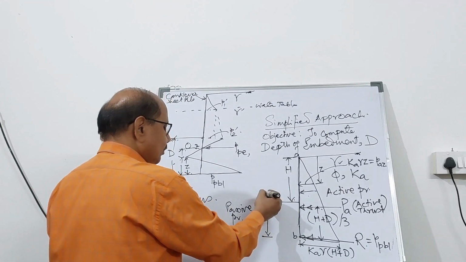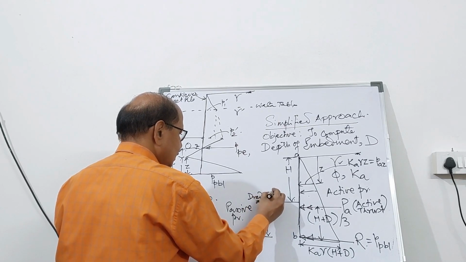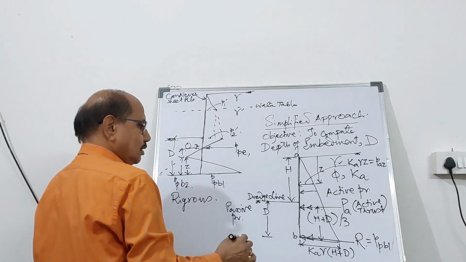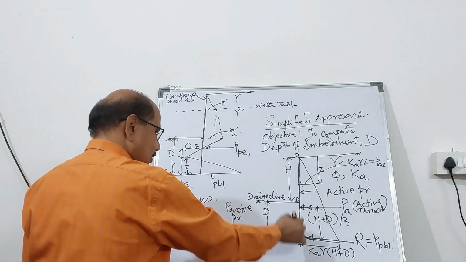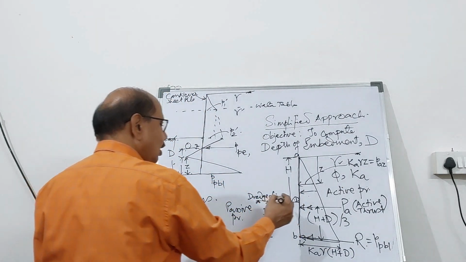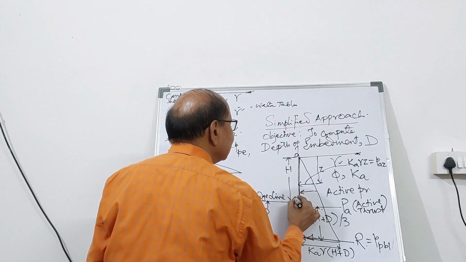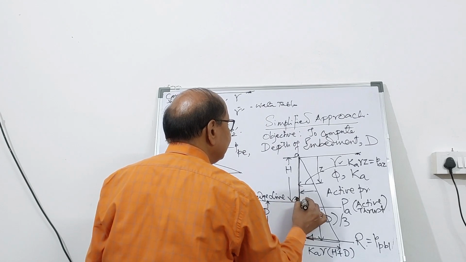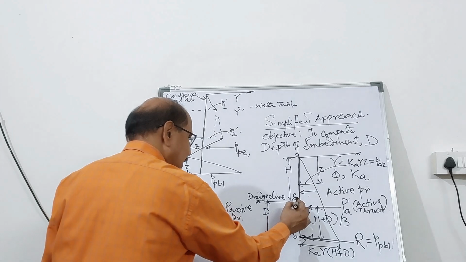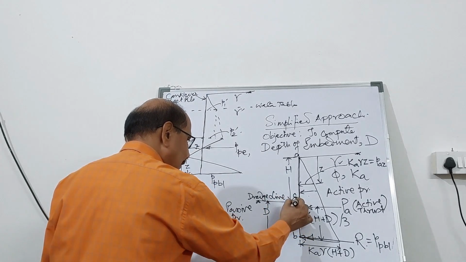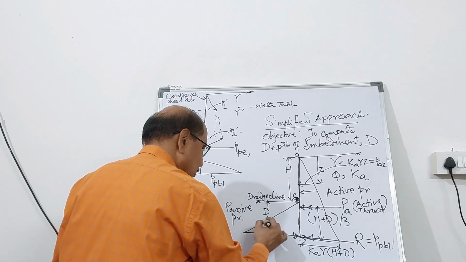So there, below the dredge line, let's say the dredge line is called C, not D, since D is the depth of embedment, AB. Then here, from C to B, it is going to be passive earth pressure.